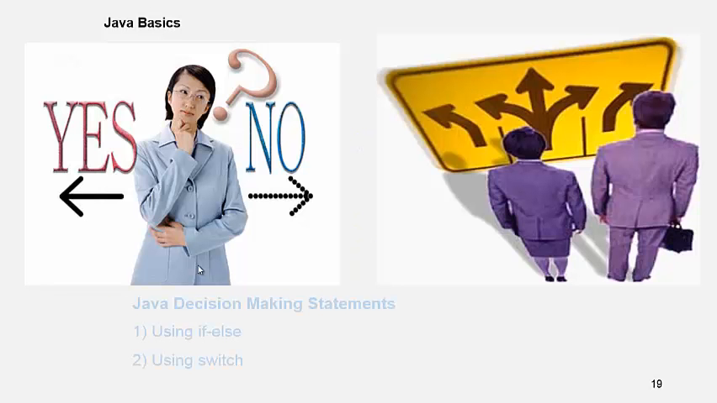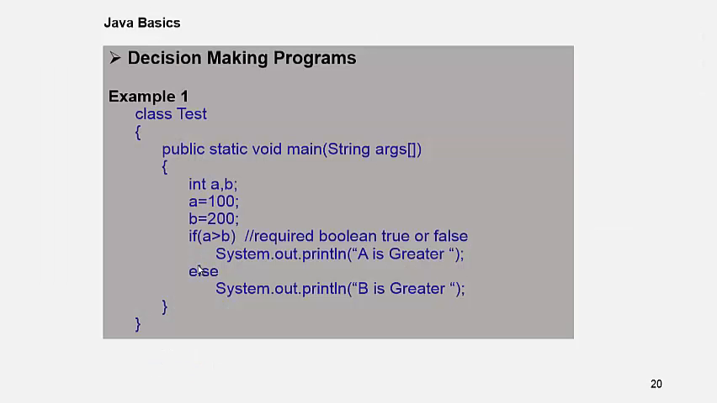Java decision making statements use if else or switch, like in C. Here in if and else, there is one difference from C and C++. In the if condition, you must have a boolean value. It cannot have an integer value like in C or C++. The result must be a boolean, either true or false.